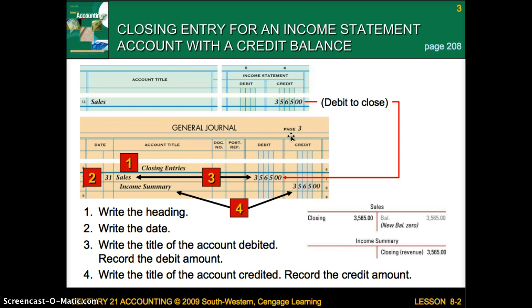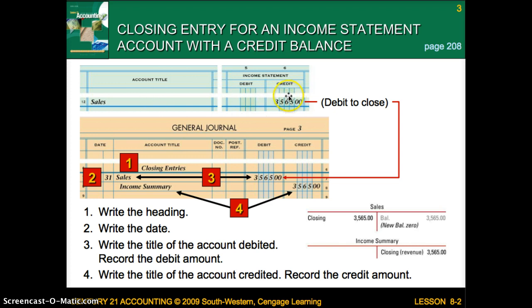Our closing entry for an income statement account with a credit balance, okay, so a net income. We'll write our heading, which would be closing entries. So this will go below our adjusting entries that we just did in the last section. Then we'll write the date, the 31st of August. Then we'll write the title of the account being debited. So sales are always credited, right? So we had $35.65 in sales, and we can see that in the income statement of our worksheet.